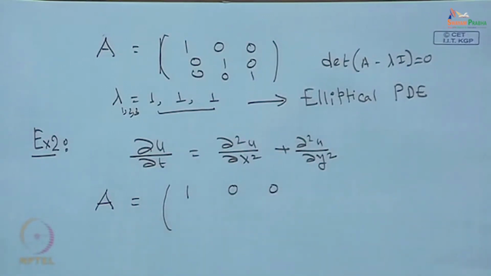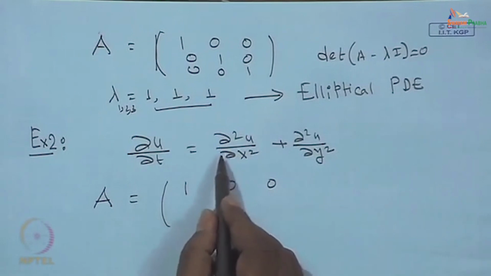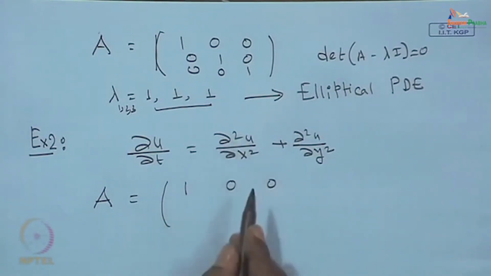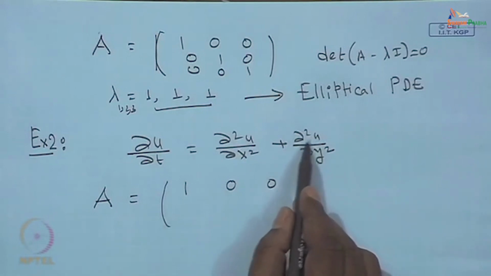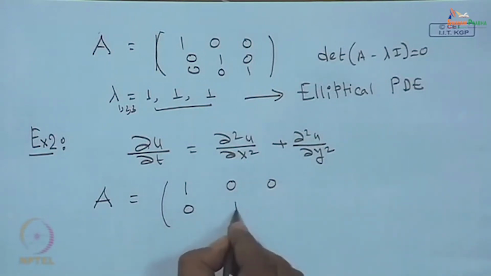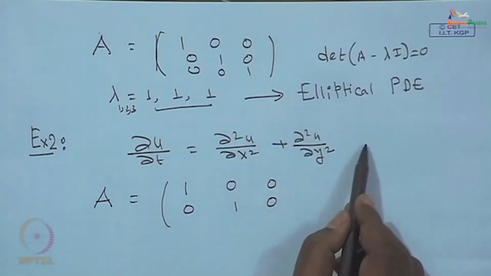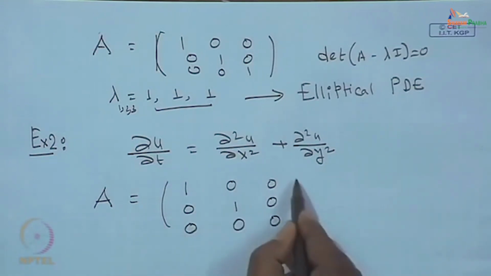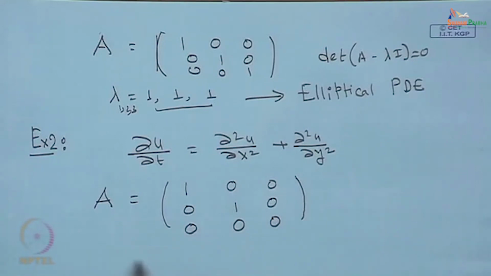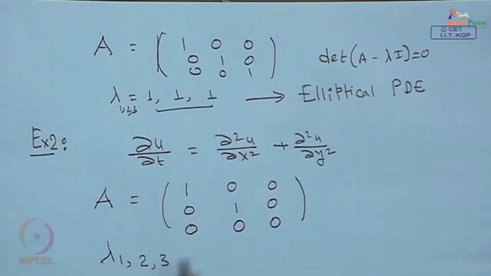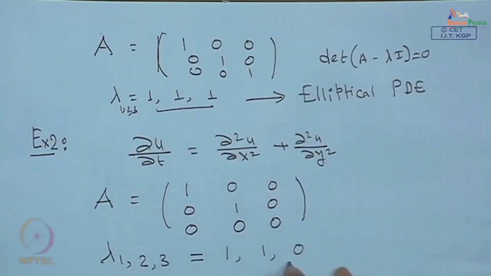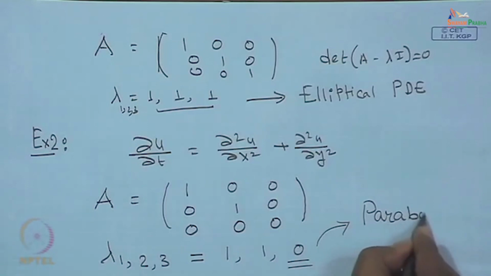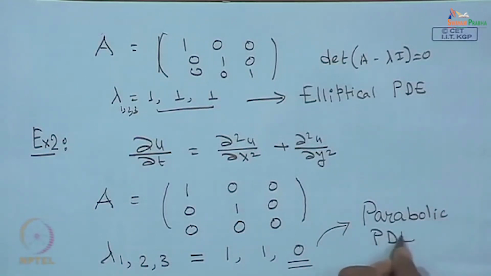1 0 0, because the coefficient of del square u del x square will be 1. Similarly, the coefficient of del square u del y square is 1. So, 0 1 0, but the coefficient of del square u del t square is equal to 0. So, therefore, it will be 0 0 0. Now, if you look into the eigenvalues of this matrix, they are 1, 1 and 0. Since one of the eigenvalues is 0, this equation is a parabolic partial differential equation.